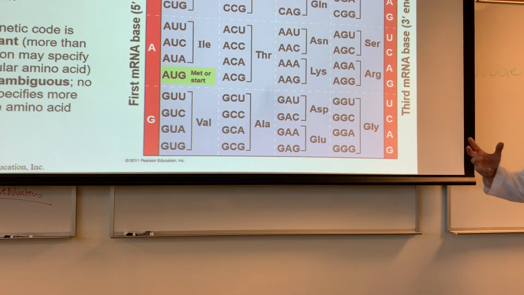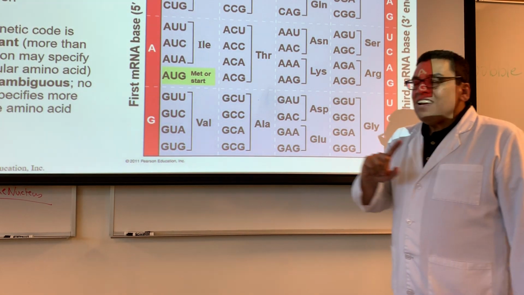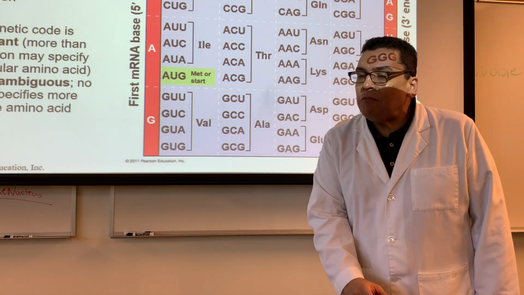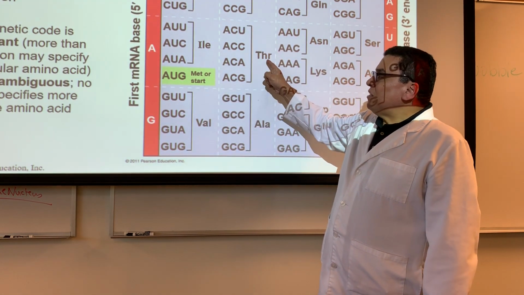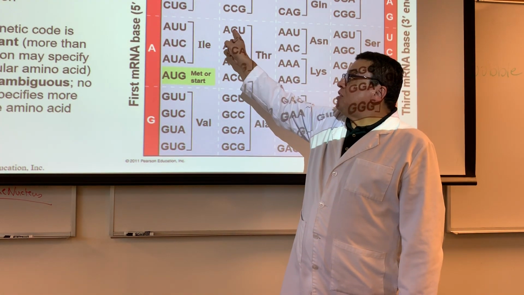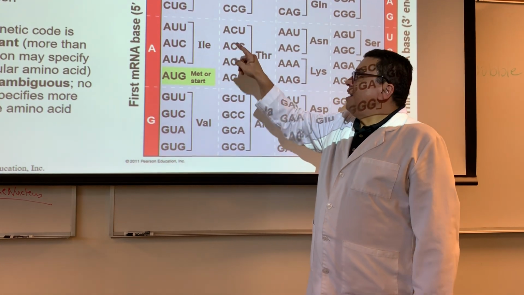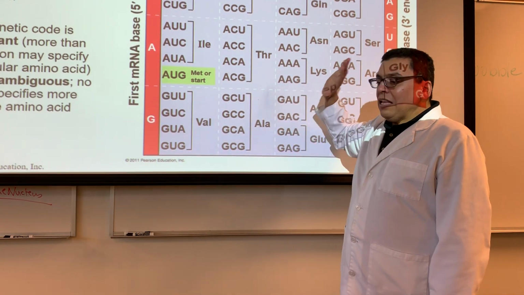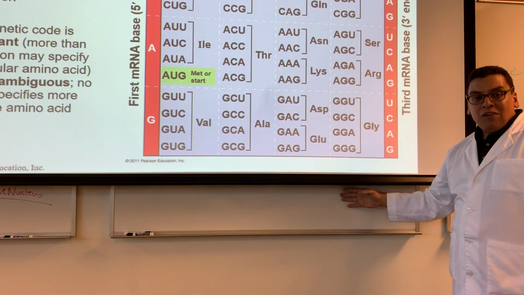And I can't stress that enough here, because a lot of students make a mistake between redundancy and the genetic code being not ambiguous. There's a difference, and I'll say it one more time. Redundancy means multiple ways gives you the same amino acid. Not ambiguous means when you have this codon, it only gives you this amino acid. That's it. ACU, threonine, that's it. GCU, alanine, that's it.